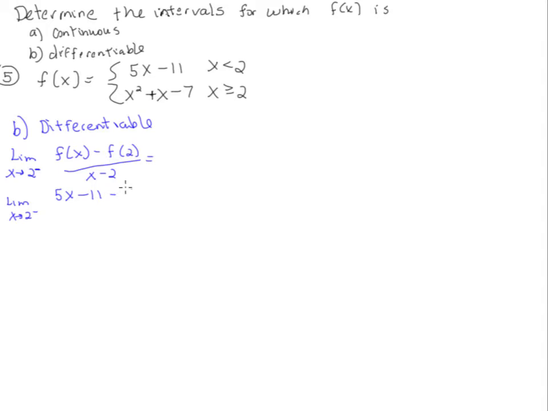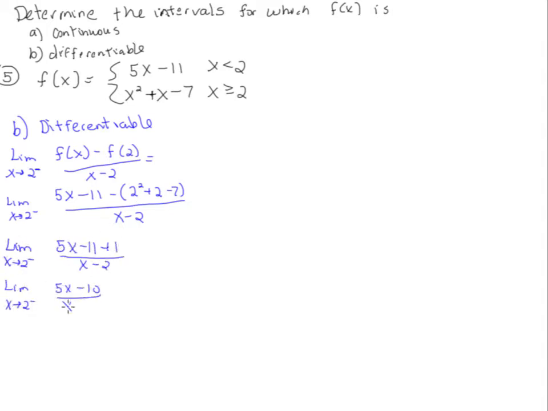So from the left, I will be using 5x minus 11 minus, substituting in 2 in place of every x. For f of 2, I use the bottom equation because that's the one in which it's "or equal to." Do not use the top equation. Now I'm just going to simplify down and see what my derivative equals. Derivative from the left of 2 is equal to 5.